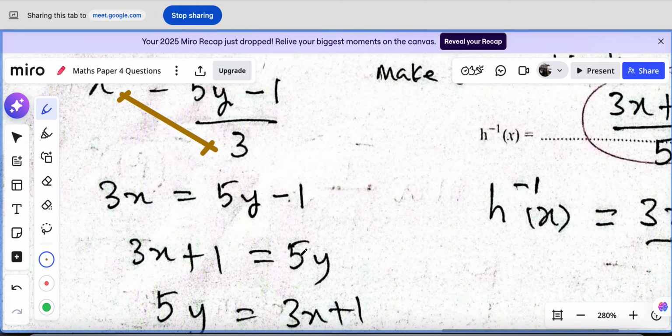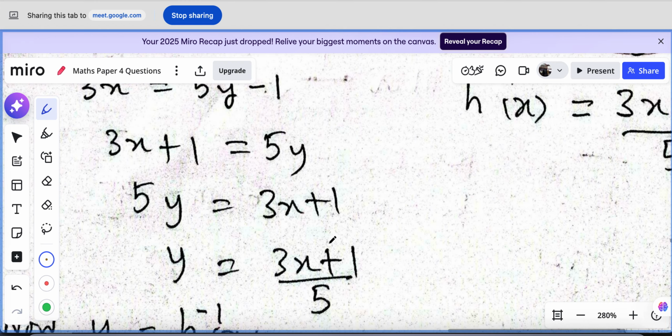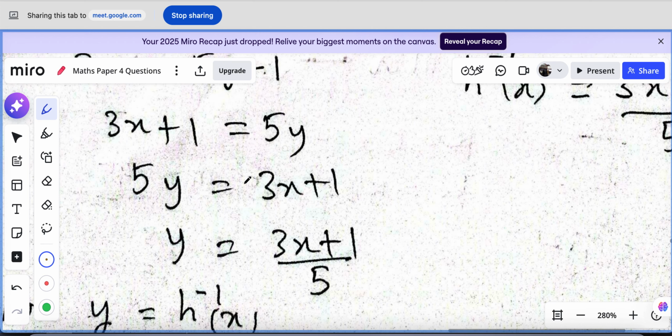And then once you've done this, you make y the subject. To make y the subject, first move this minus 1 to the left. You know, when it crosses the equality sign, it becomes plus 1. So it becomes 3x plus 1 equal to 5y. The next thing to do is to divide both sides by 5 in order to get y. Divide here by 5, divide here by 5. So y will be equal to 3x plus 1 over 5.